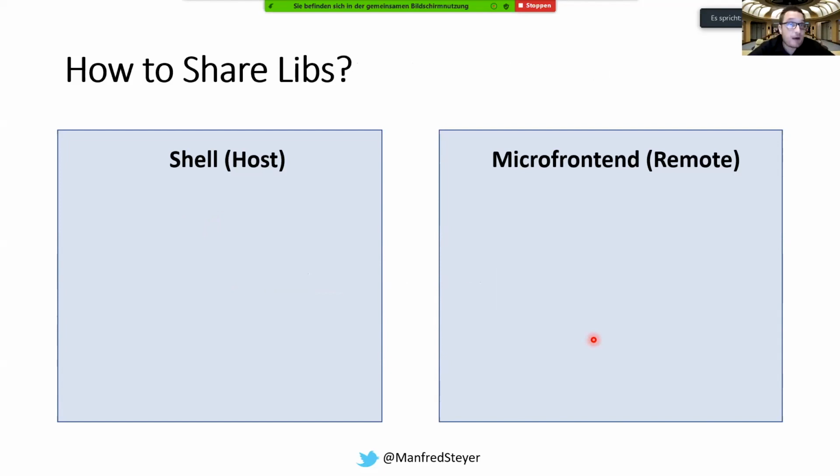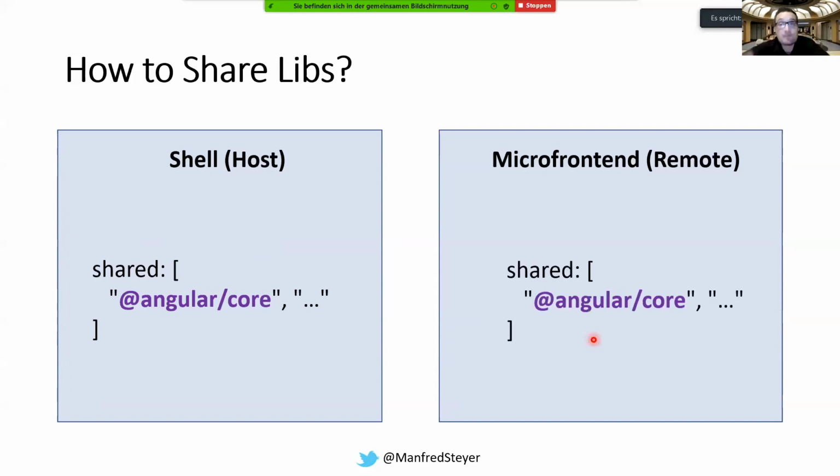Another question you might come up with is how to share libraries, because we don't want to load Angular 5 times if we have 5 micro-frontends. We don't want to load React 10 times if we have 10 micro-frontends. So how to deal with this? Well, actually, this is also quite easy with micro-frontends and especially with module federation. Everything you need in the configuration is a shared array. It does not need to be an array. It can also be a more advanced data structure, but the easiest way to get started is to use an array. And if you are pointing to a specific library here on the shell, if you are pointing to the same library within the micro-frontend, this library will be shared.